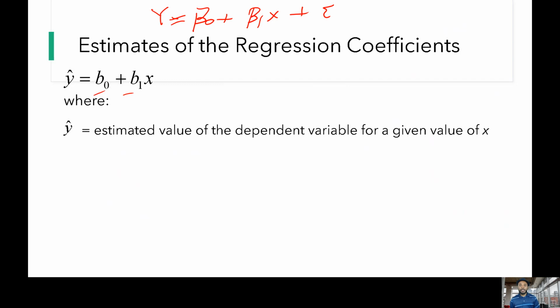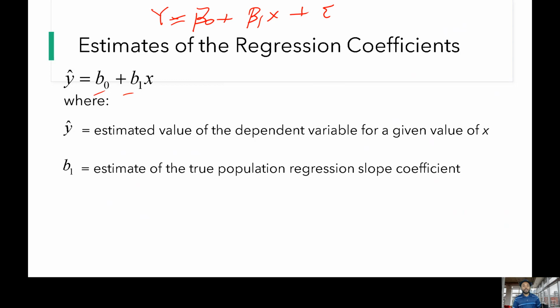So y hat is the estimated value of the dependent variable for a given value of x. b1 is the estimate of the true population regression slope coefficient. By estimate, we mean it's something we got from a sample. And b0 is the estimate of the true population y-intercept.